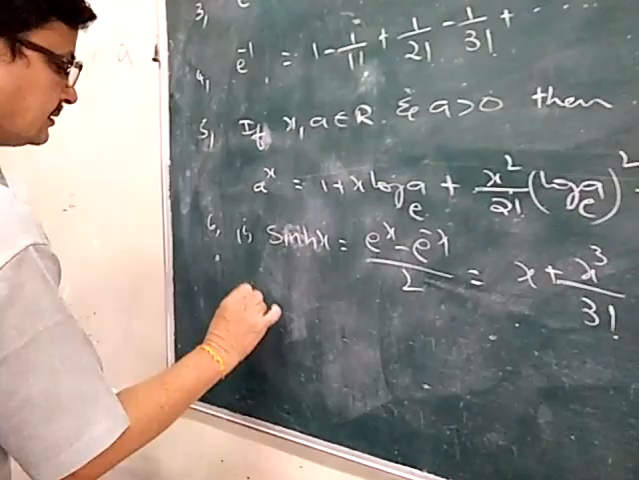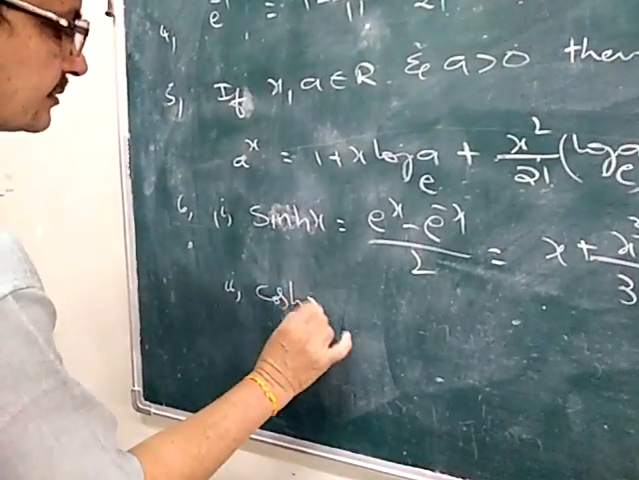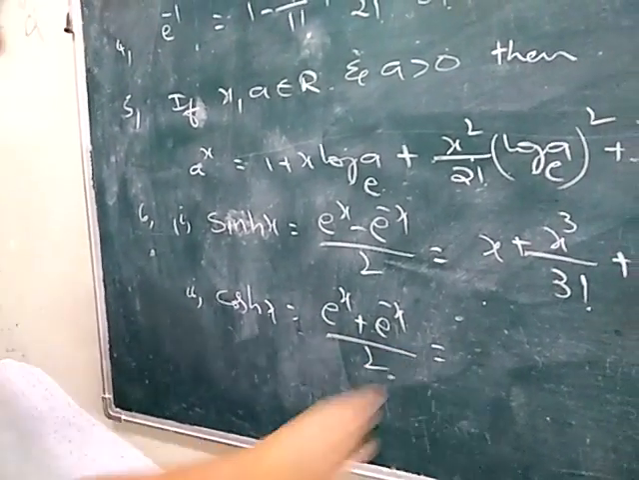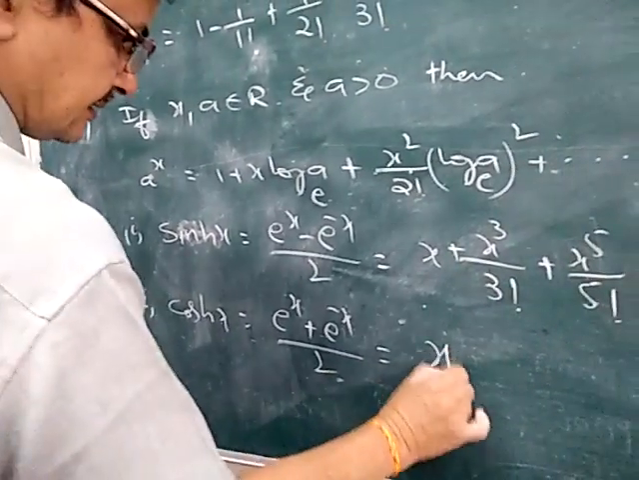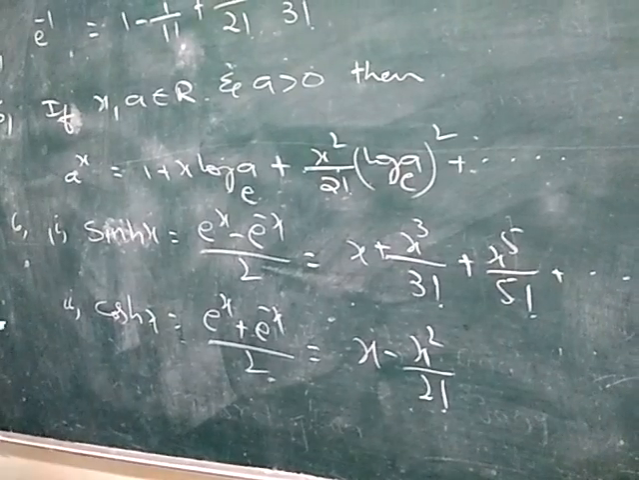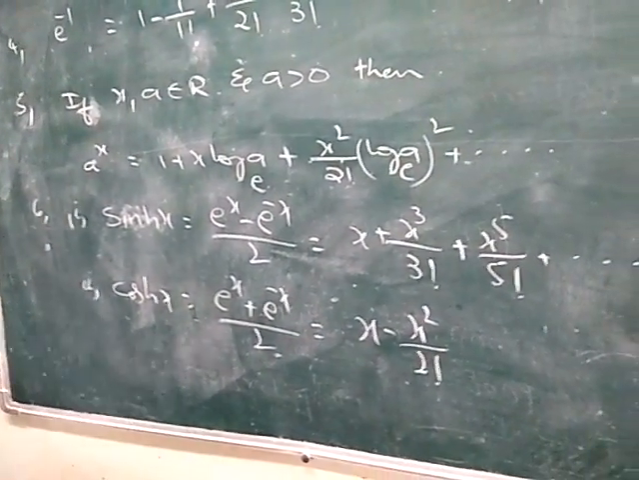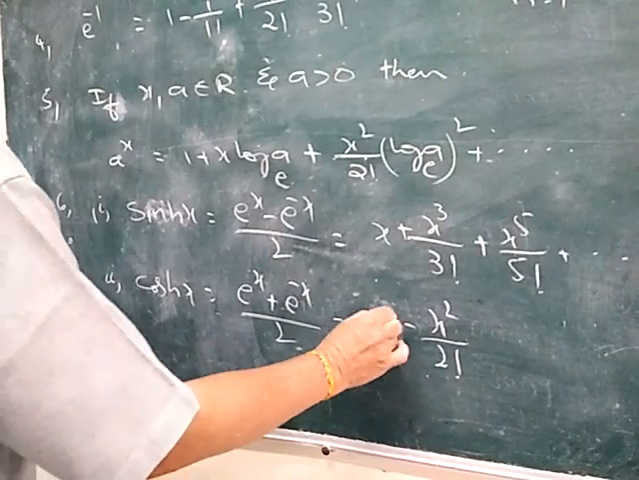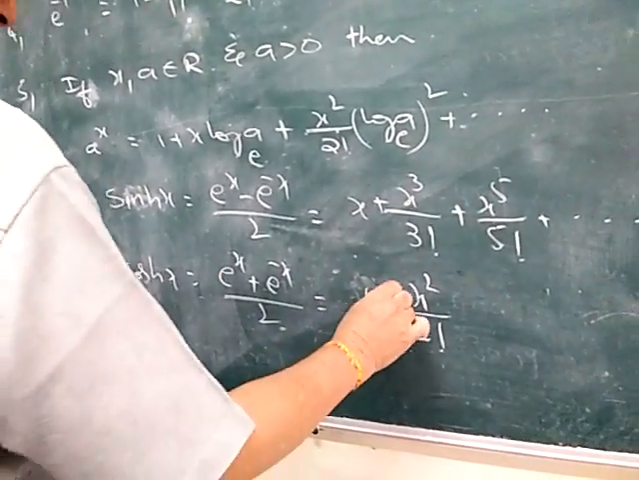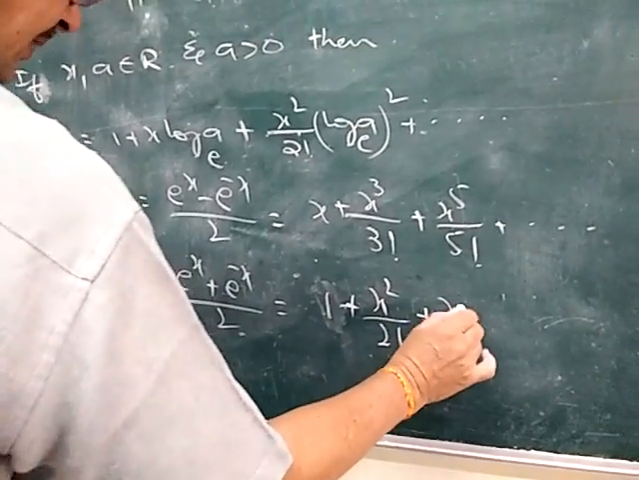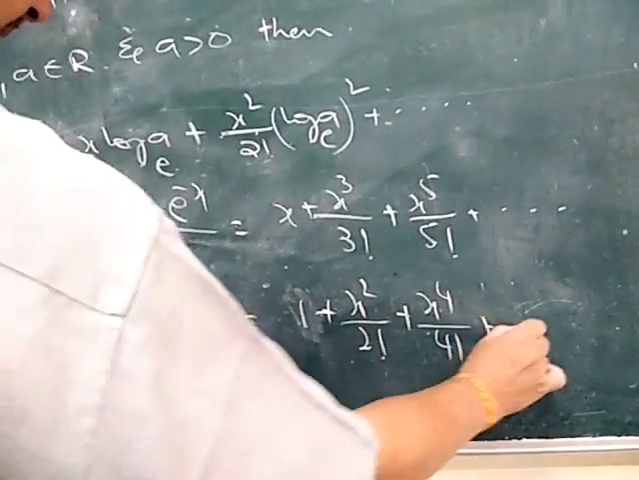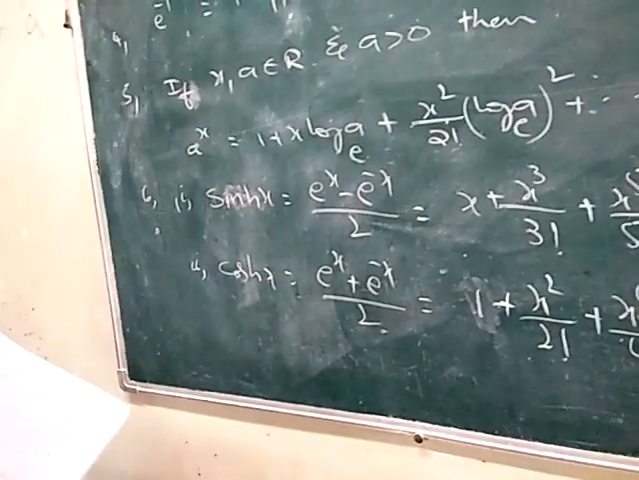And the second one is cos hx, that is equal to e power x plus e power minus x by 2, that is equal to 1 plus x square by 2 factorial plus x power 4 by 4 factorial plus so on. That is cos hx.